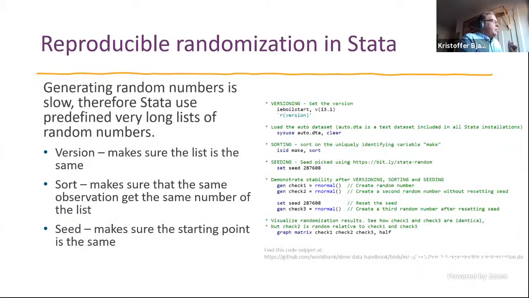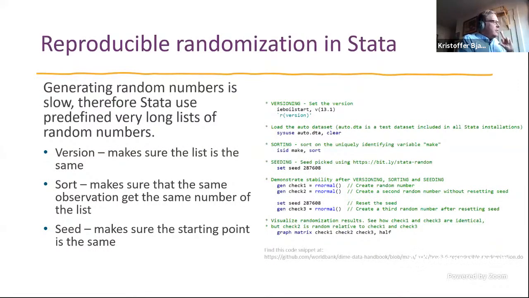So, reproducible randomization. We have a link in the readings to a presentation that goes into this in more detail, but this is true for all languages. Generating random numbers is too slow, at the level of randomization that we need. If we generate 10,000 numbers, they should indeed be random. Creating something like that is too slow if you do it in real time. So Stata and all other programming languages predefine a very long list of random numbers.